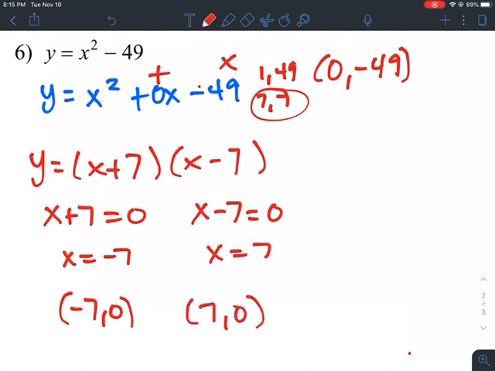So hopefully that's not too bad. We did a lot of factoring last week. If you did the work, the people who did the work did good. So hopefully this isn't too bad.